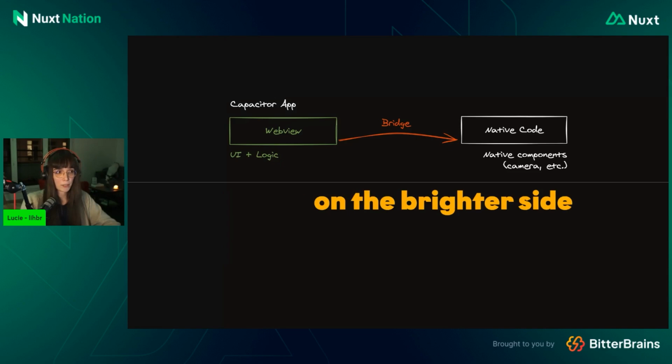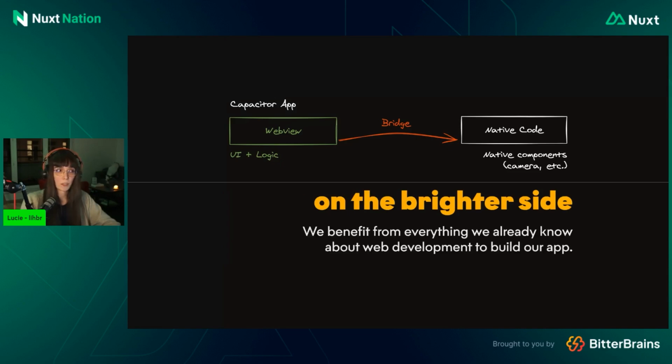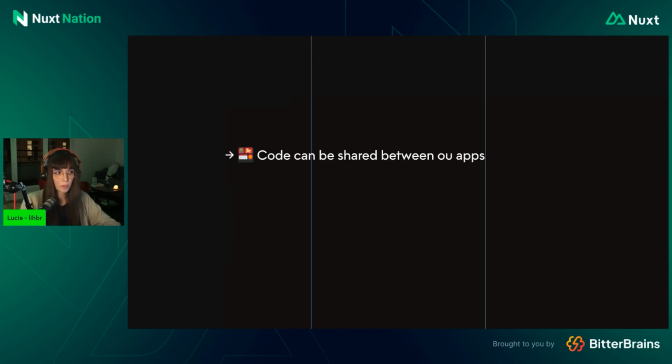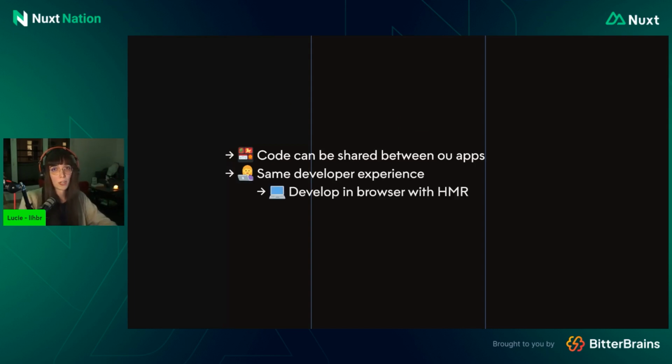And on the brighter side, because our UI is rendered inside a web view, this means we can benefit from everything we already know about web development to build our app. We can share code between our apps, like the mobile app and the web app. They can all have the same codebase and stuff like that. We can also share the same developer experience because we'll be able to develop our app in a browser with HMR or even on our phone directly and still with HMR.